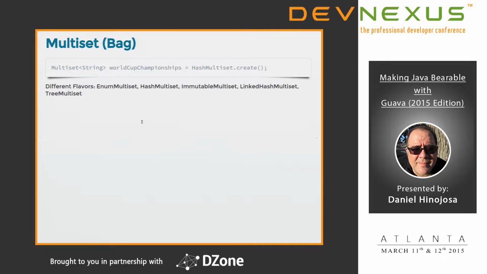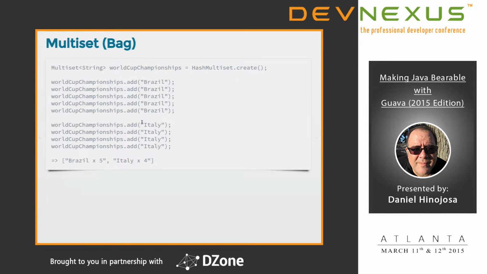Now here's a multiset, also called a bag. Okay, now this one is just a nice little set that actually just keeps count for you. That's all really it does. And so I have a multiset of strings, and I have different flavors: enum, hash, immutable, linked hash, so whatever flavor I want on the back end.